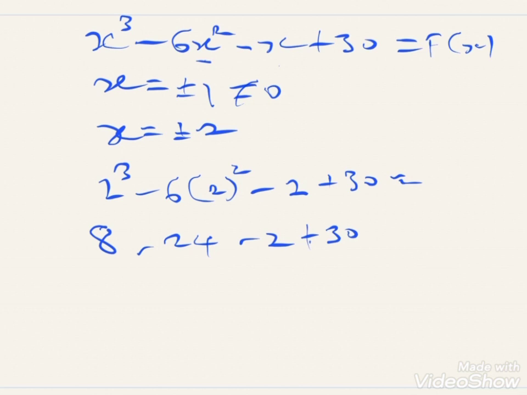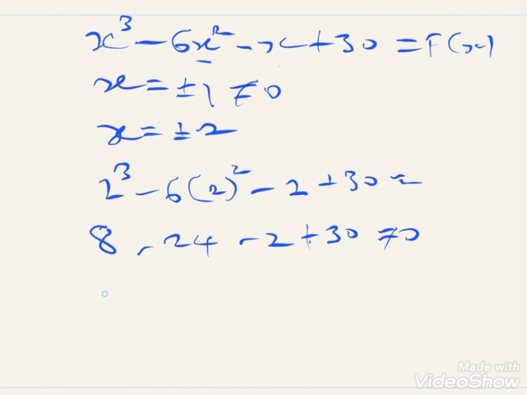8 minus 24 gives me minus 16. Minus 16 minus 2 gives me minus 18. Plus 30 is not equal to 0, as it will give me 12. Now let's try with x equals minus 2.